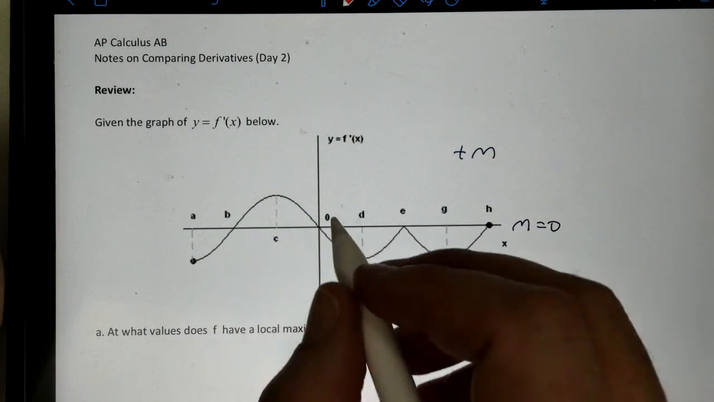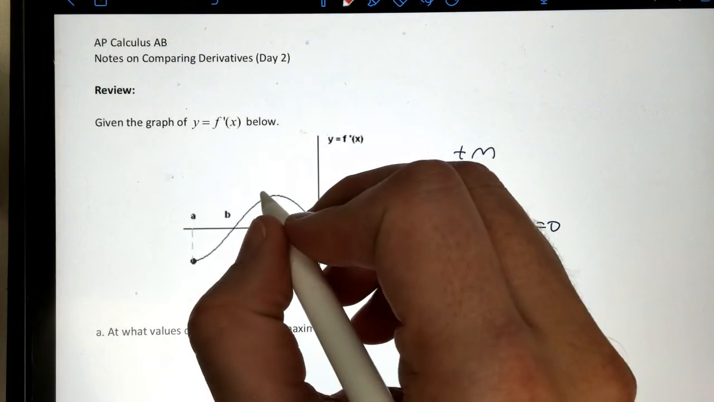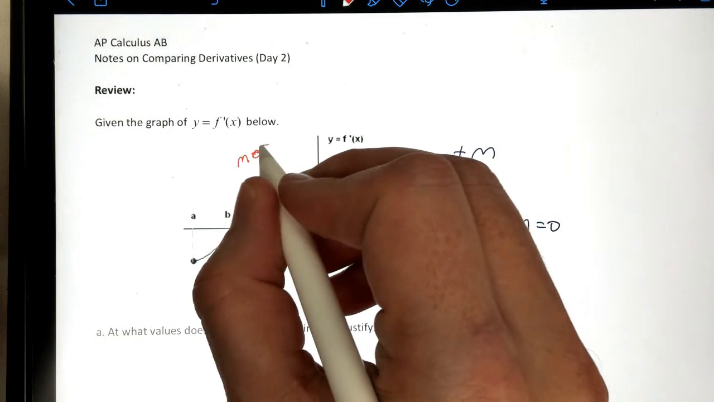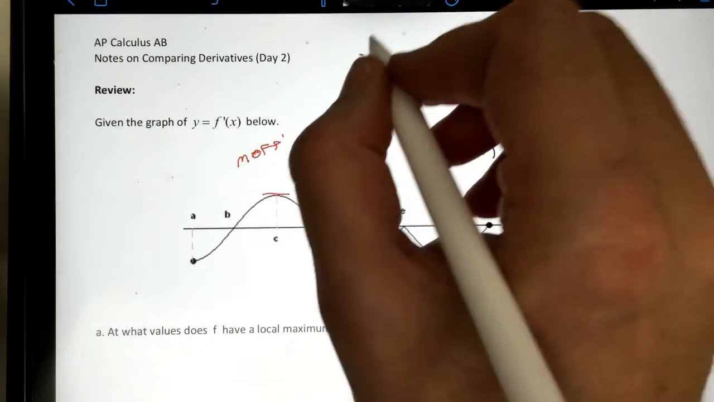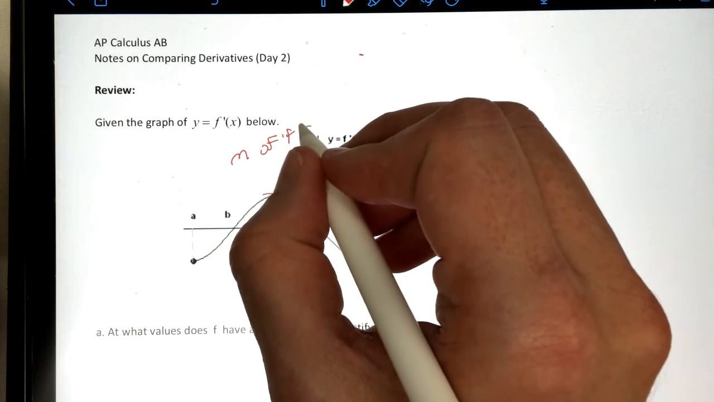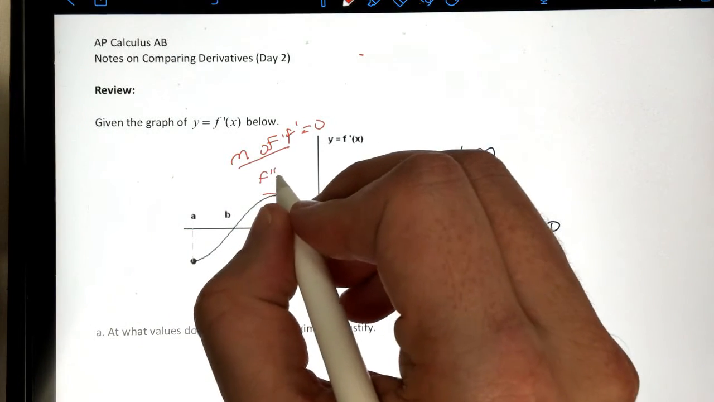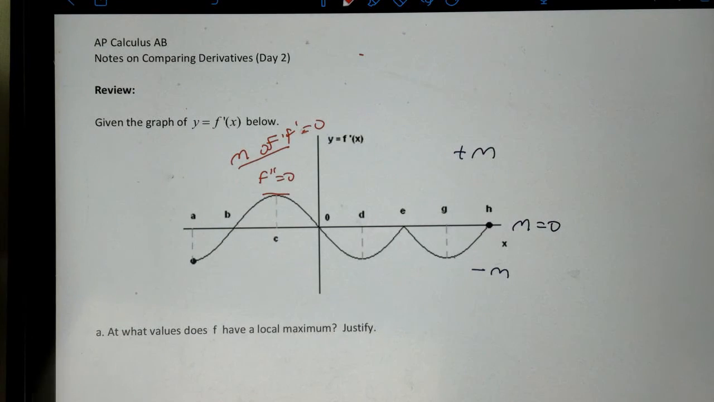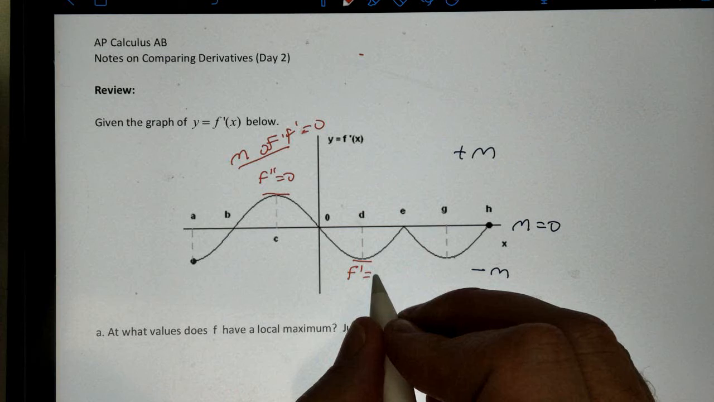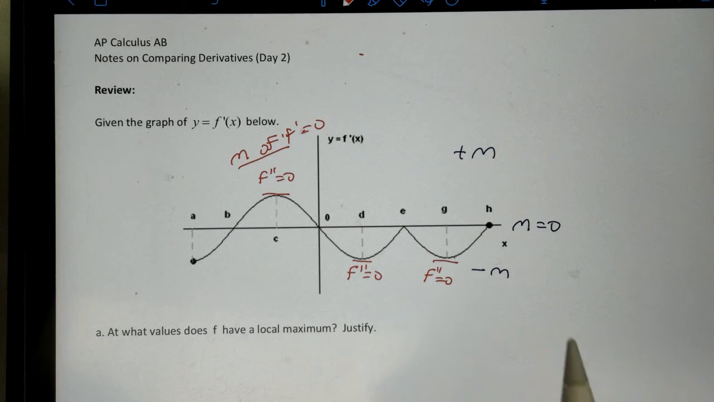For instance, I can talk about the second derivative. So let's talk about the second derivative real quick. Up here, where the slope of my derivative is 0, this is where the slope of the derivative is 0. Well, the slope of the derivative is just the second derivative itself. So at that point, I know the second derivative is 0. So down here, it's the same thing. Our second derivative will also be 0. And at point G, the second derivative will also be 0 as well.